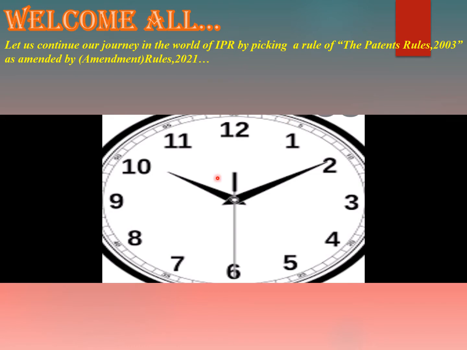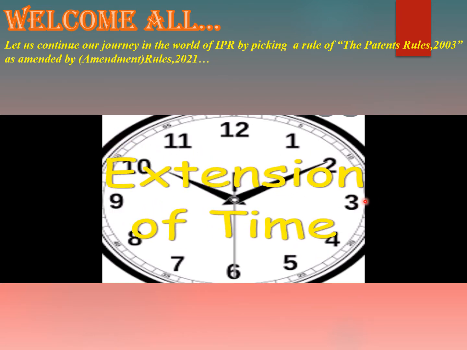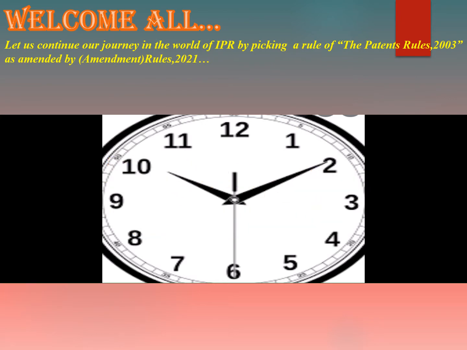Okay. Here we can see a clock. The clock symbolizes time. And as we are discussing a series where all the sections and rules are correlated with Form 4, and Form 4 is about request for extension of time, that's why this symbol of time, that means a clock, is shown in this slide. Okay, so let us proceed, friends. Yes, this is for extension of time.